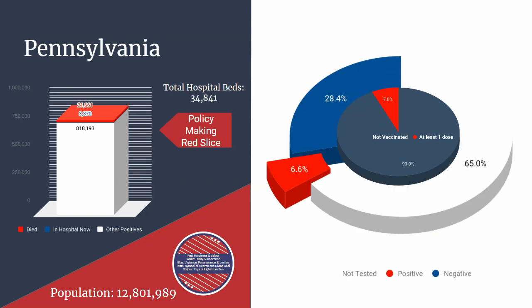Pennsylvania, the number of people that they tested has been pretty low. They vaccinated 7%. Their negative tests are 28.4%. Their positive tests were 6.6%. They had 21,000 people die. 3,370 are hospitalized right now with 34,000 hospital beds available.